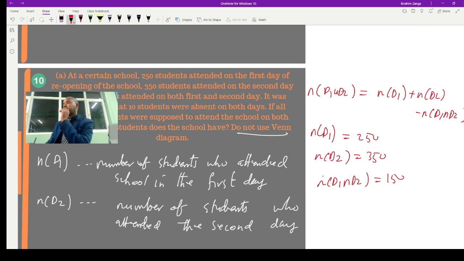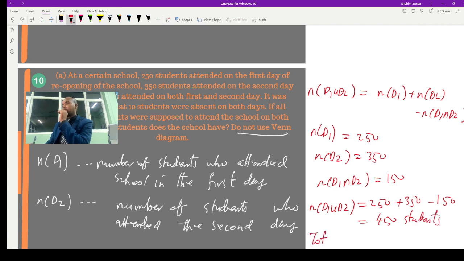So the number of D1 union D2 is going to be 250 plus 350 minus 150. 250 plus 350, you have 600. 600 minus 150, you have 450 students.